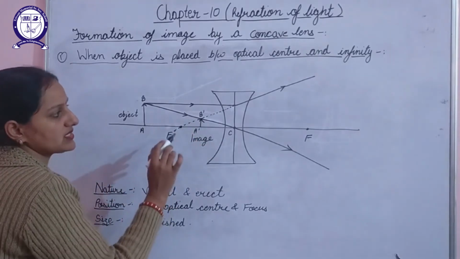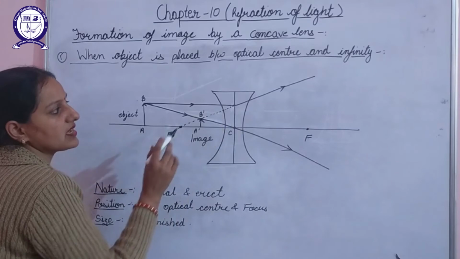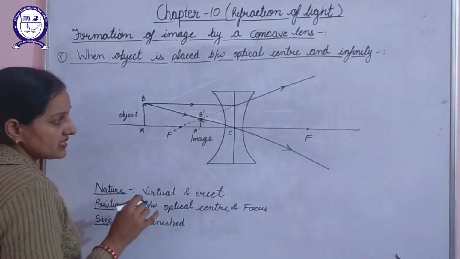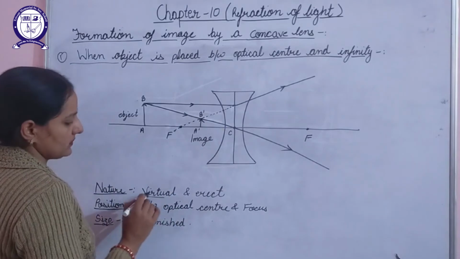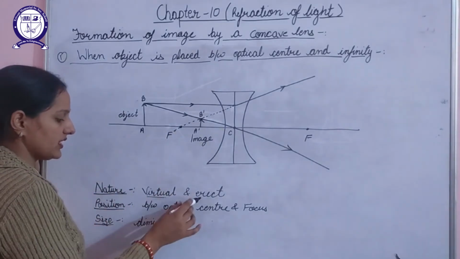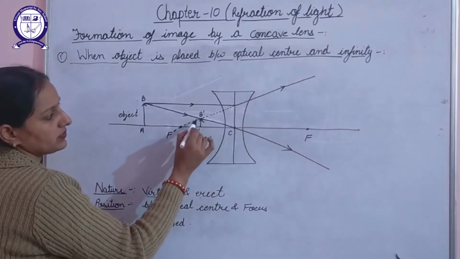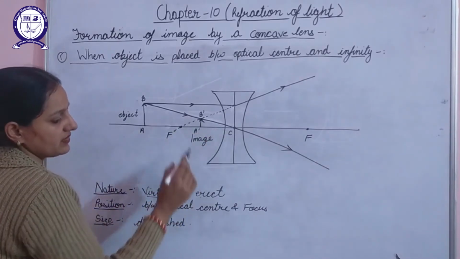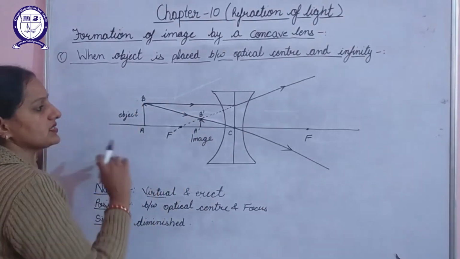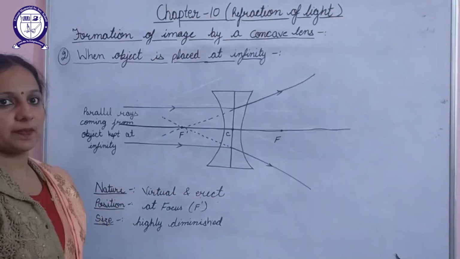So its nature is erect. Second thing, here the rays are not actually meeting, it only appears as if they are meeting, so the nature will be virtual. So the nature of image formed by a concave lens in this case is virtual and erect. Position: the image is formed between optical center and focus. If we talk about the size, it is diminished in comparison to the size of the object.